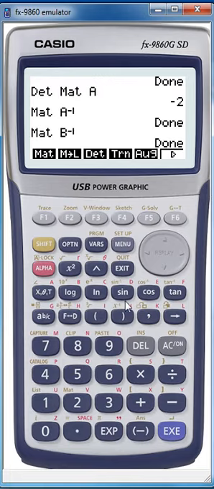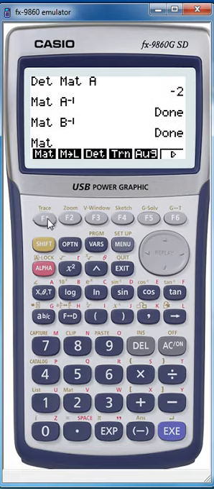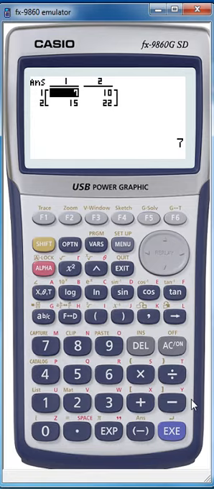Alright, one more thing. What if you want to multiply matrix A by itself, so matrix A squared? You would do this. F1 brings up the mat symbol, alpha A, and then I'm going to press the x squared button, and it's going to square that matrix there. Nice, hey? Makes things nice and easy.